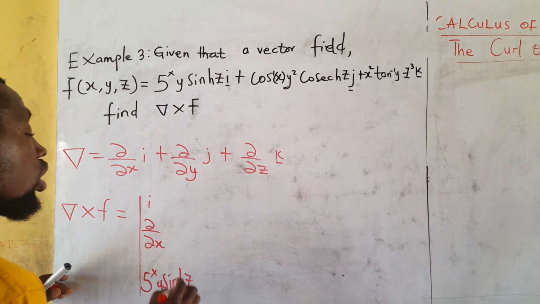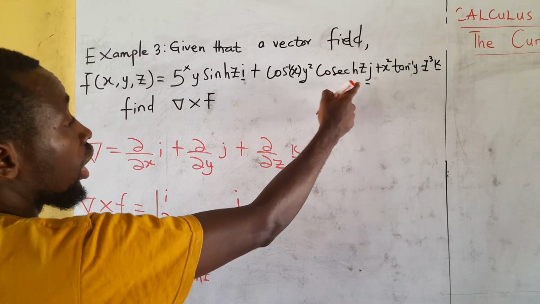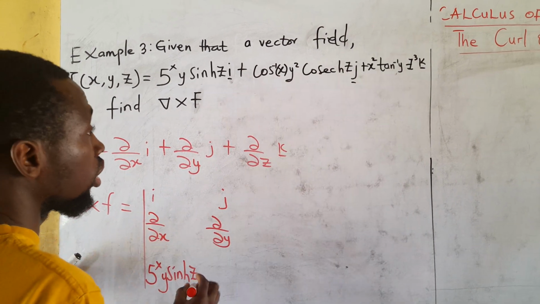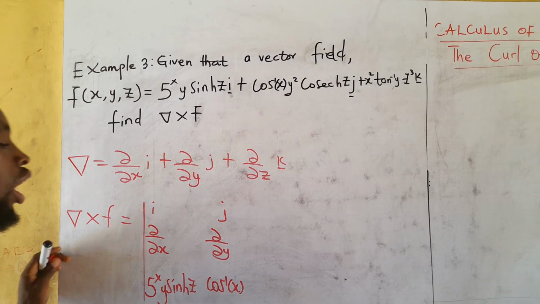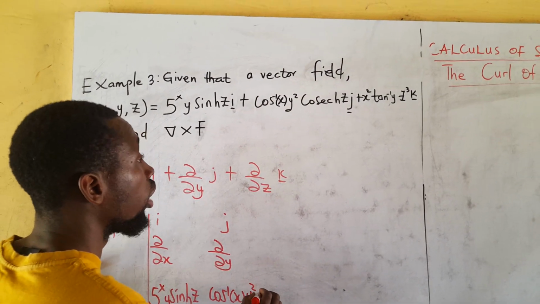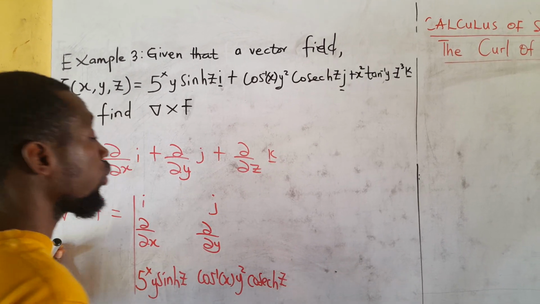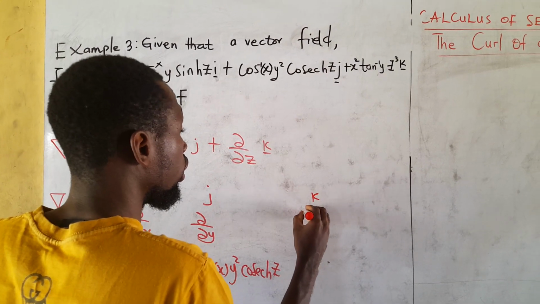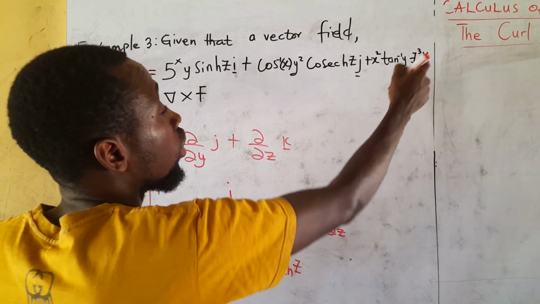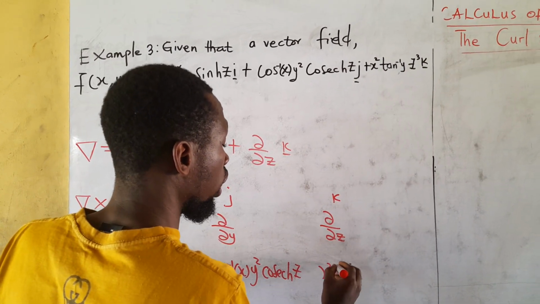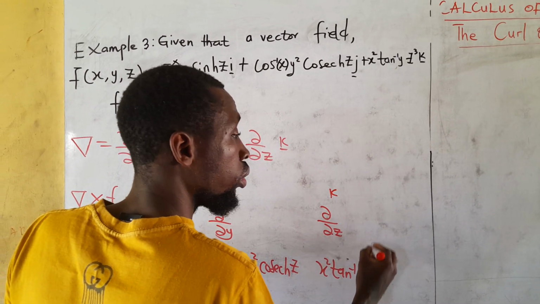Then in the j direction, del over del y, and what is under the j in the vector field? That's cos inverse of x. Please, the cos inverse is only affecting the x. Then y squared cosec z. Then in the k direction, you have, or under the k, you have del over del z. Then in the vector field, we have x squared tan inverse of y z cubed.